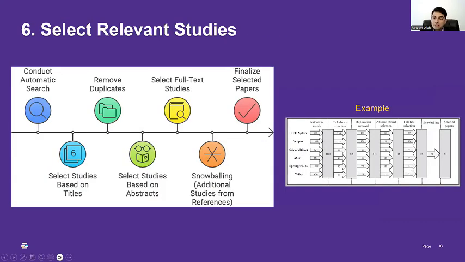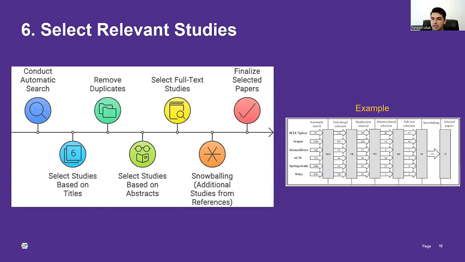Now, selection of the relevant studies is a stepwise process. You first do the automated search. As I mentioned, you design the search string, put it in the database, and it gets you some papers. Then you look at the titles of those papers and select the relevant ones. Because you're using multiple databases, there might be papers duplicated across databases, so you remove those. Next, you select studies based on abstract. You read the abstract, and again the number goes down. Then you select based on the whole text. And finally, you do snowballing to retrieve papers based on the references.